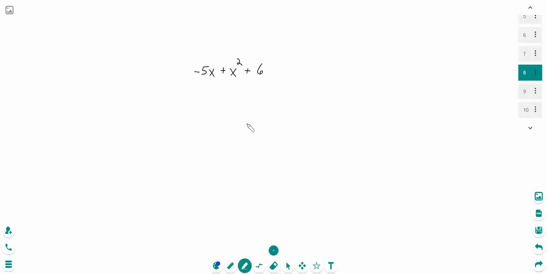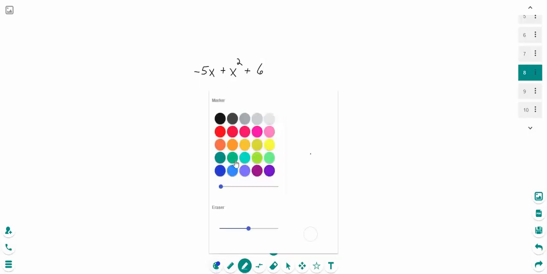All right, so the interesting part about this is that it is not written in descending order. All the other problems were. So if you have it like this, where it's not in descending order, the first step actually becomes write it in descending order. Okay, so let's do that.